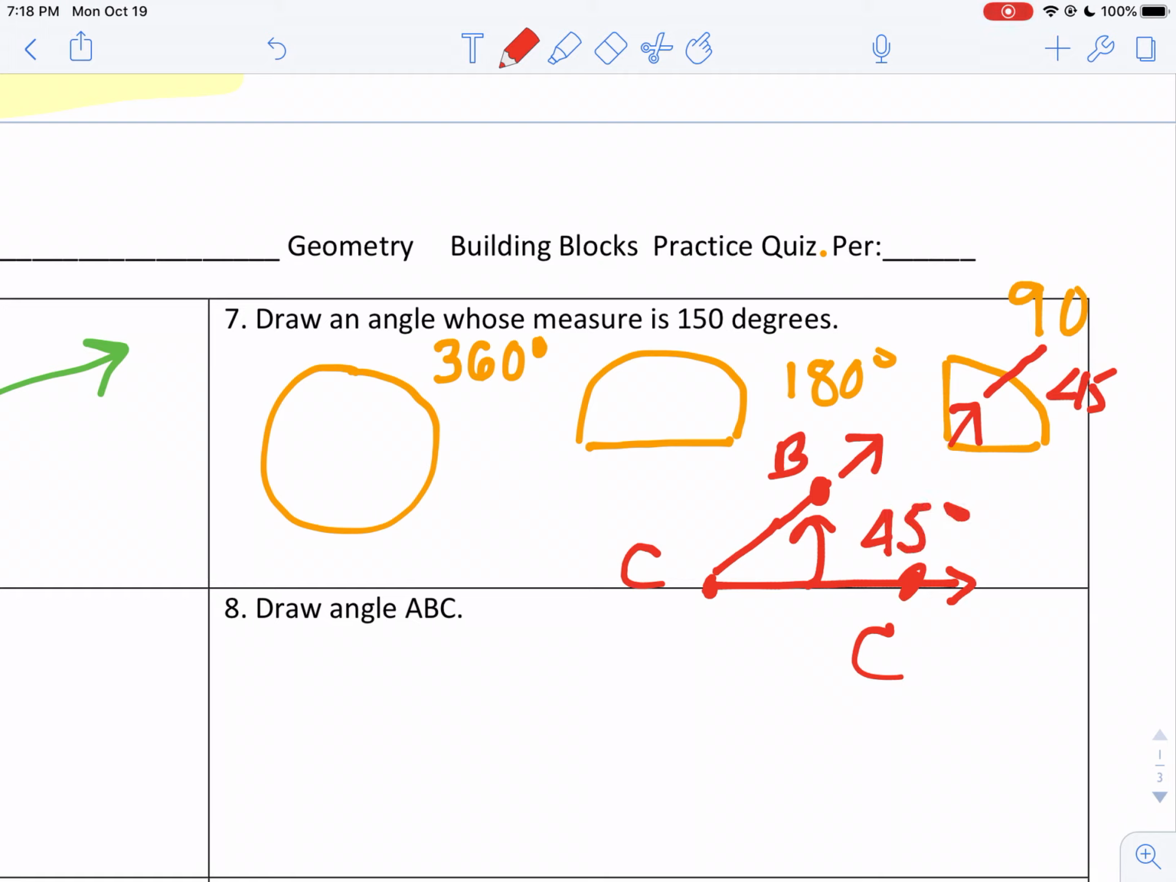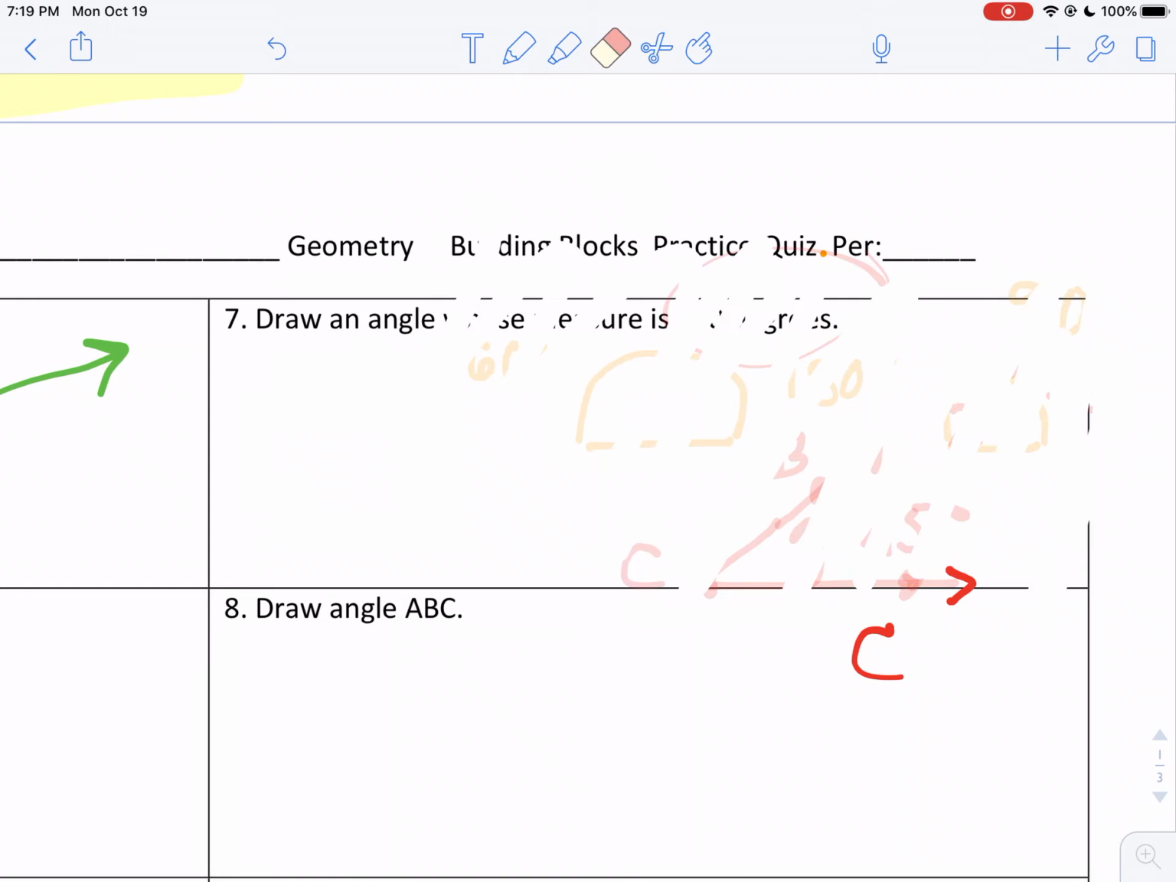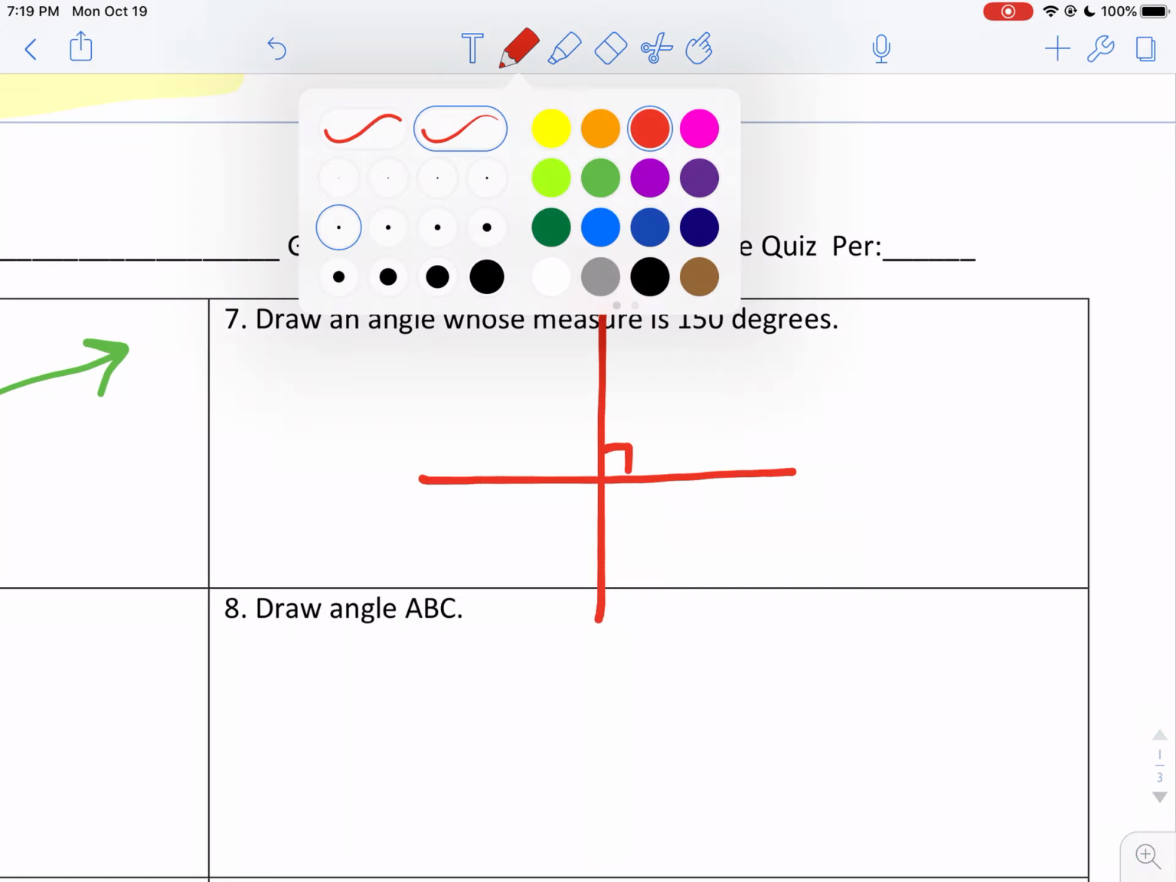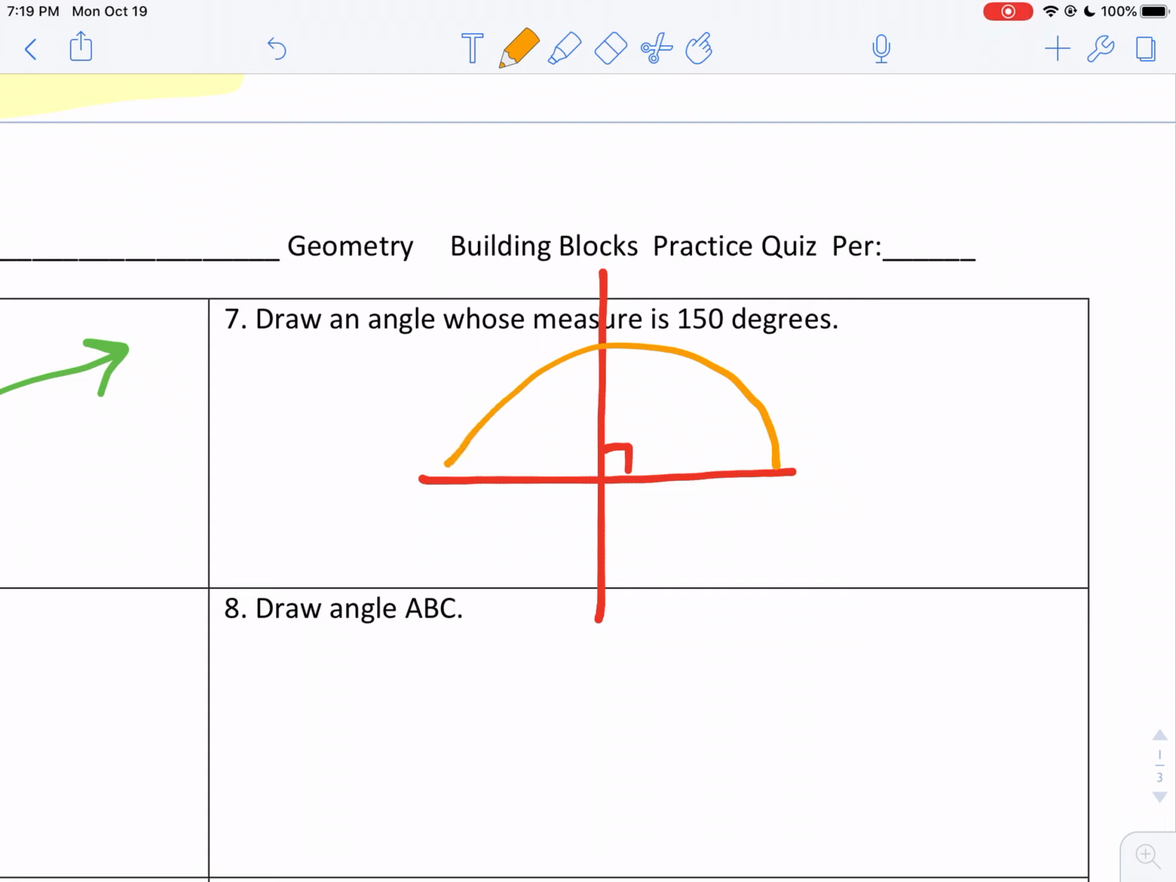Okay, so we want to do the same thing, except we want 150 degrees. So the question is, how do we do that? Okay, so I know that if I have a straight line, that's 180 degrees. Okay, but I don't want 180 degrees. I just want 150. So I'm just going to put 2 lines that intersect at 90 degrees right here, and I know already that this is 180, and I don't want that. I just want 150. Okay, I know that this is 90 degrees already because that is a right angle. I know that half of this is 45.